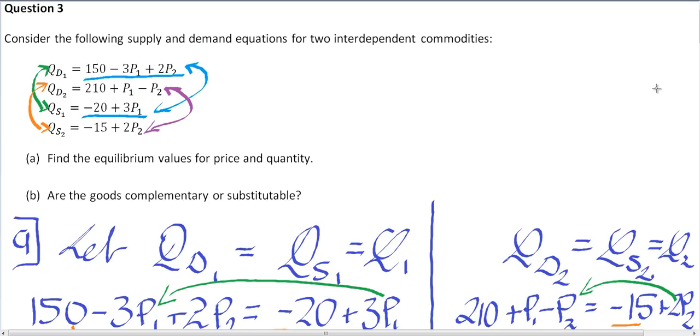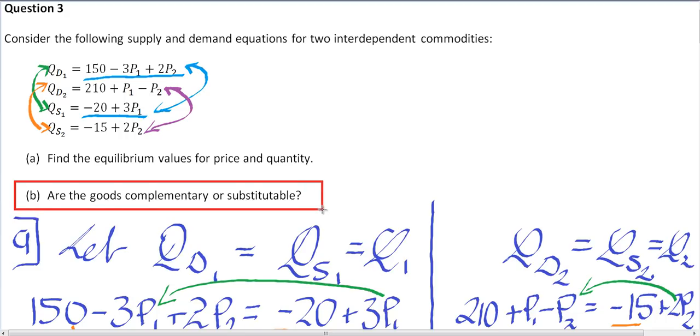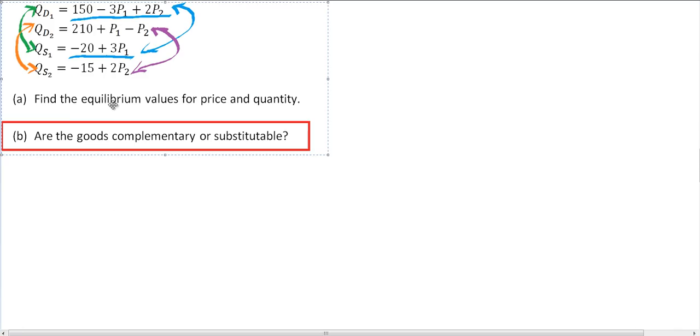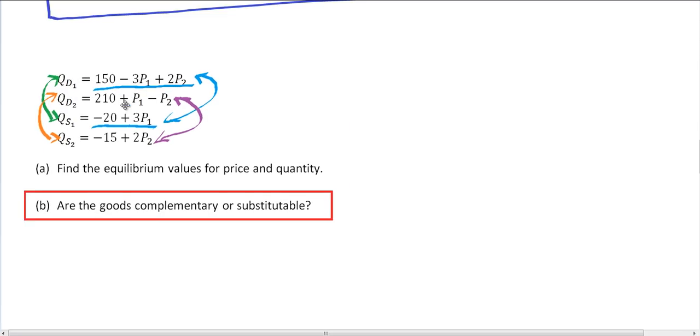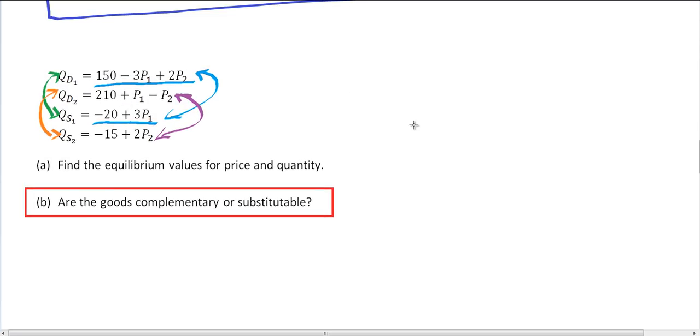Okay, let's look at the next part of the question, part B. I have, are the goods complementary or substitutable? So I'm just going to copy that down now to a new space in the whiteboard. I might copy the whole question down, I might need it. Now we have, are the goods complementary or substitutable?